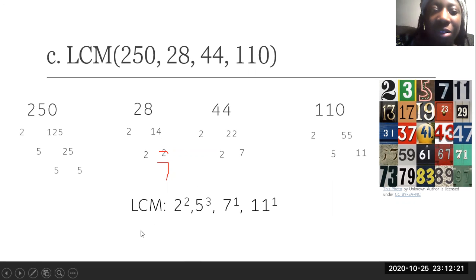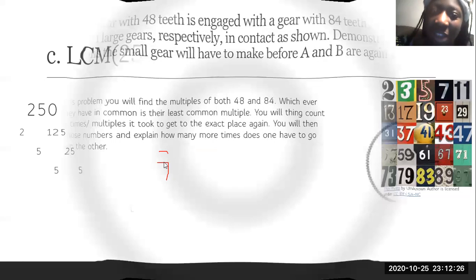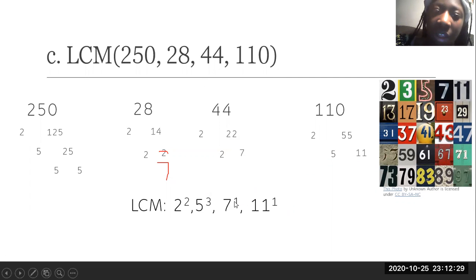So technically, even though this was a 2, I made it as 2 and it's supposed to be 7. Sorry, it's still supposed to be 1.